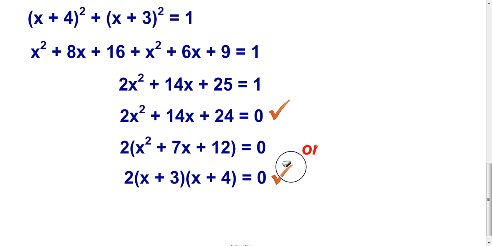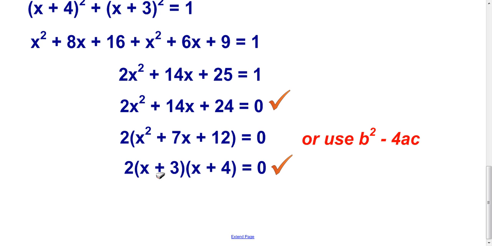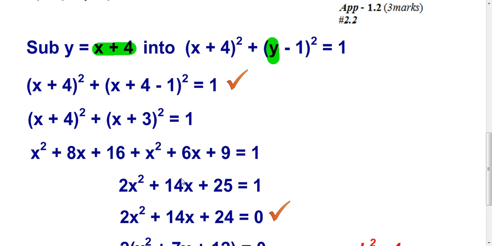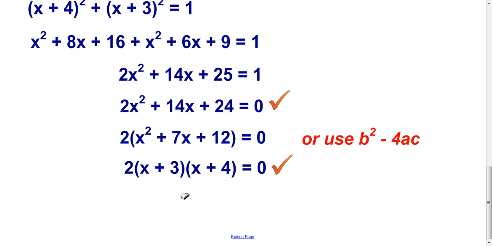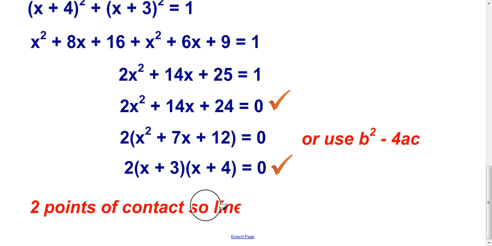And remember, at this point you could use b squared minus 4ac, a being 1, b being 7 and c being 12. Okay, so we can see here that we've got 2 points of contact, one at x equals minus 3 and one at x equals minus 4. So this proves that the line is not a tangent. So the question is, determine if the line is a tangent to the circle. Well, no, it's not. So make a statement: 2 points of contact, so the line is not a tangent, for your final hash mark.